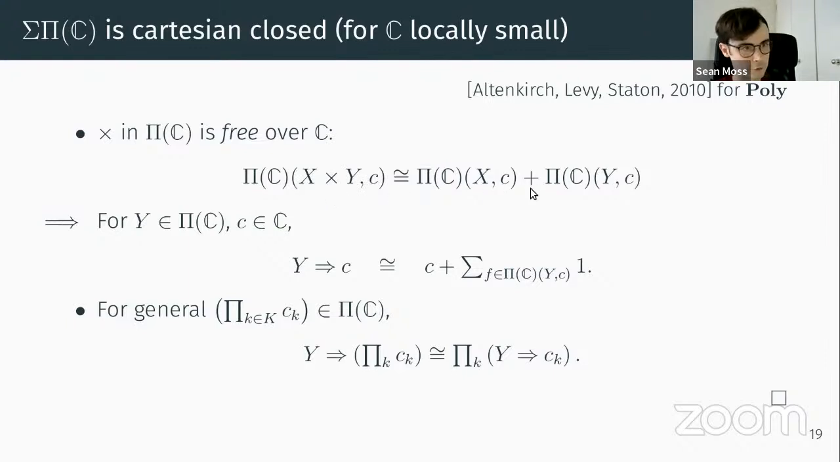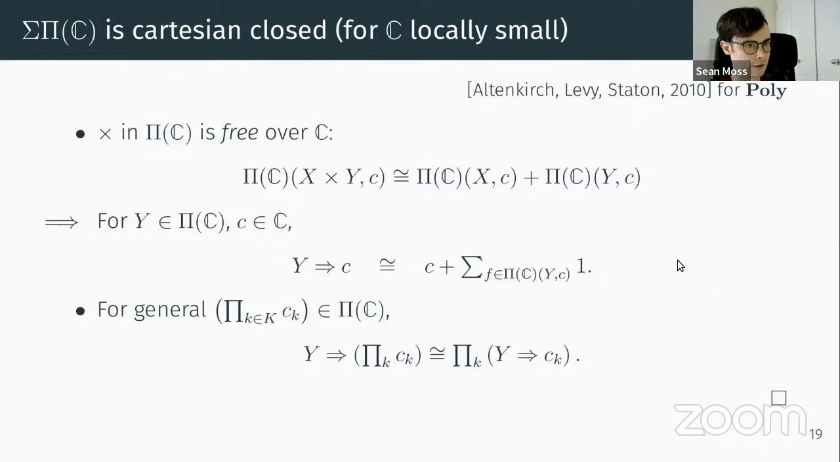Okay, and from that alone, and a few things I've said before, it's very easy to check that for Y that lives in pi of C and something that lives in C, the Cartesian exponential Y to C exists and is just given by C plus a sum of copies of the terminal object. Or this is the free terminal object that's added by pi of C. Okay, so you just have one copy of the freely added terminal for every map in pi of C from Y to C. So this bit corresponds to that, and this corresponds to that.